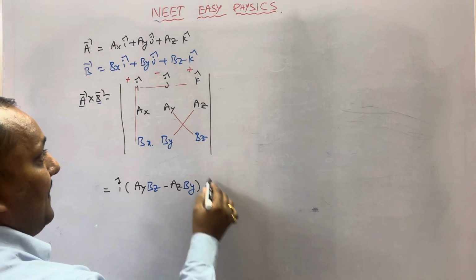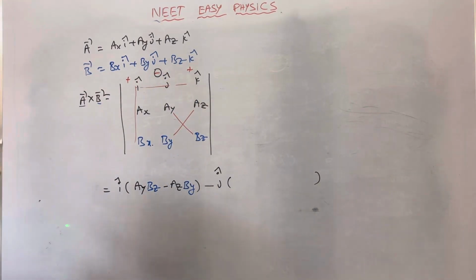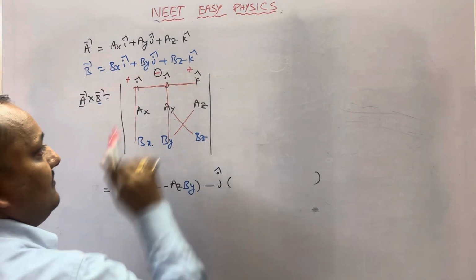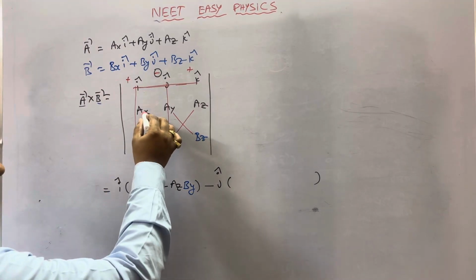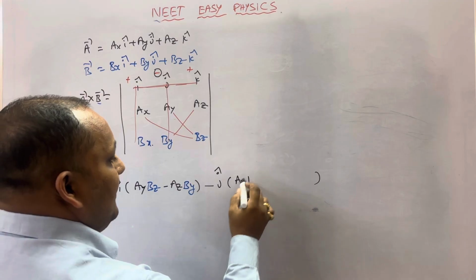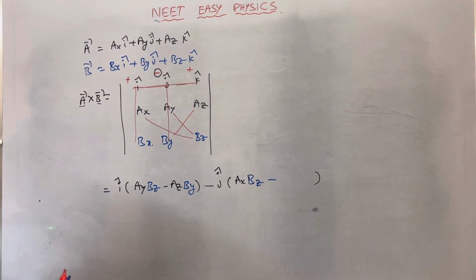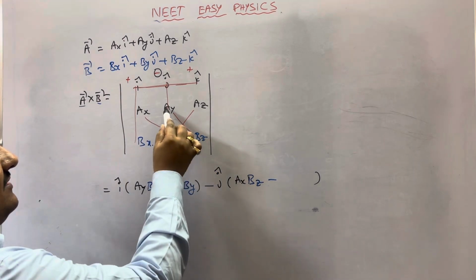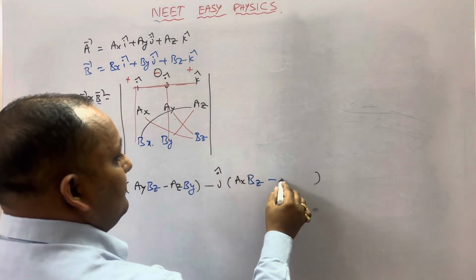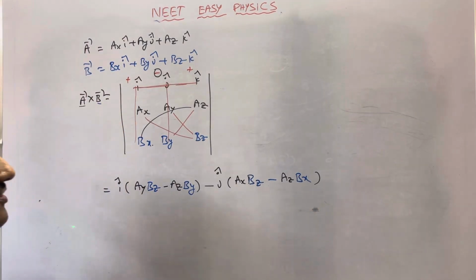Next, minus, here we wrote minus j cap. Now which one do we have to close? For j cap, this one. Whenever these two are closed, now Ax into Bz we have to do: Ax into Bz, minus, next what we have to do? Ax, Bz, these two closed. So Bx, Az, correct? Az, Bx.